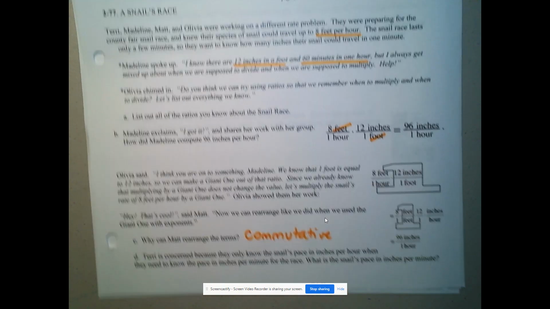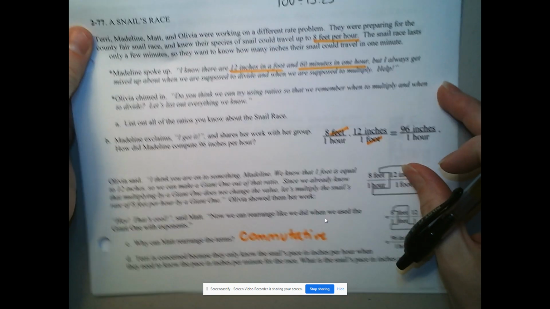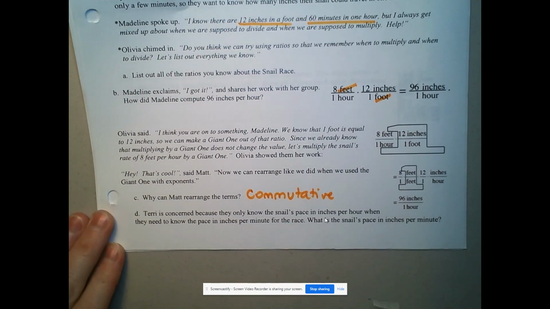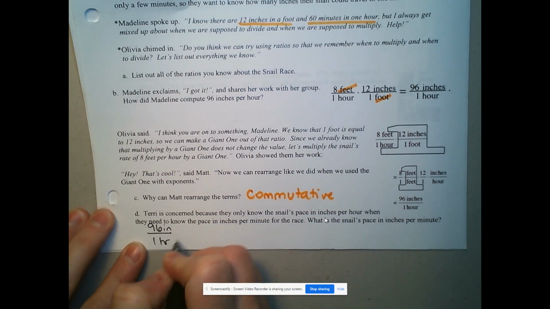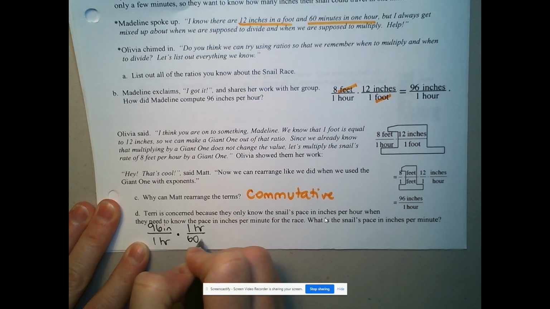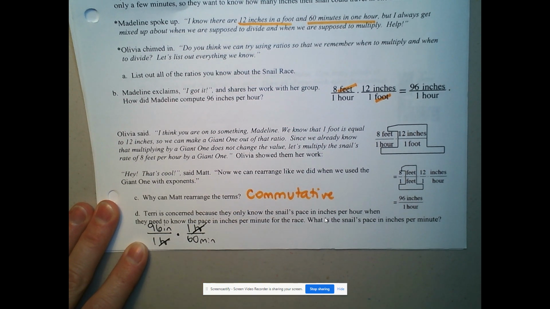Terry is concerned because they only know the snail's pace in inches per hour when they need to know the pace in inches per minute for the race. What is the snail's pace in inches per minute? So we're going to go 96 inches per hour times the fact that every 1 hour has 60 minutes. Now, this is your giant 1, that 1 hour has 60 minutes. And I put minutes on the bottom and hours on the top so that the hours would cancel. Hours on the numerator, hours on the denominator cancel.